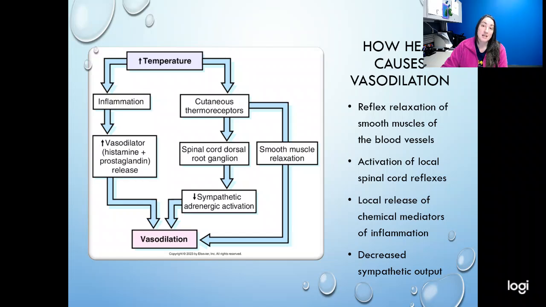With ice, there is an inhibition of these mediators. With heat, there is a stimulation of these mediators. And then a decrease in sympathetic output. So with ice, the sympathetic output causes vasoconstriction. Here, the heat decreases that output so that there's less reason for it to vasoconstrict. So all of that together creates vasodilation, the opening up of blood vessels to increase blood flow.